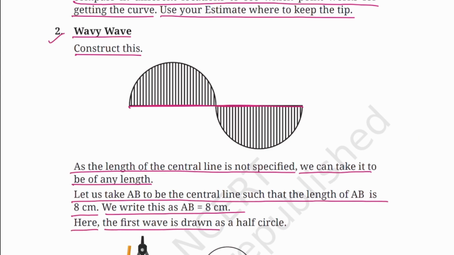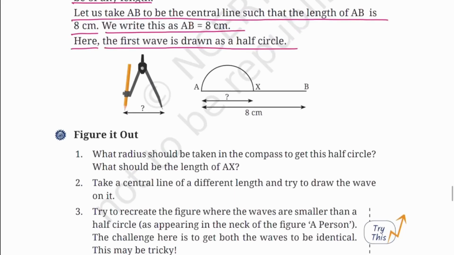Here the first wave is drawn as a half circle. First, you have to draw a line segment of 8 cm like this, and then you have to mark a point in the middle of 8 cm, that is at 4 cm, as X. The center of A and X will be the center of the circle, that will be at a distance of 2 cm from A or 2 cm from X. Taking this point as a center and a radius of 2 cm, draw a semicircle or half circle like this.